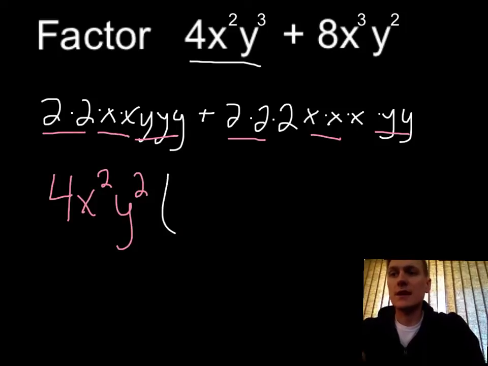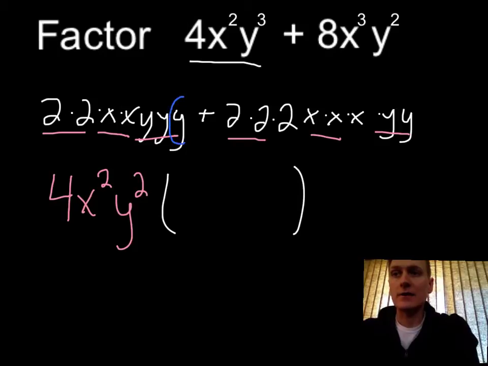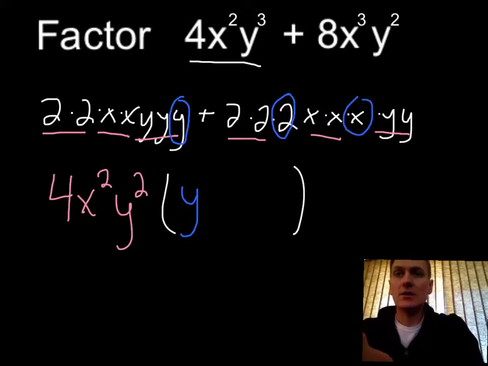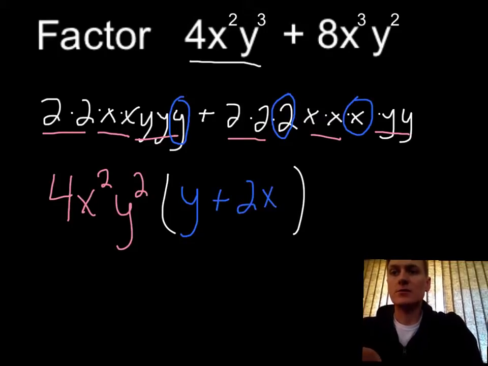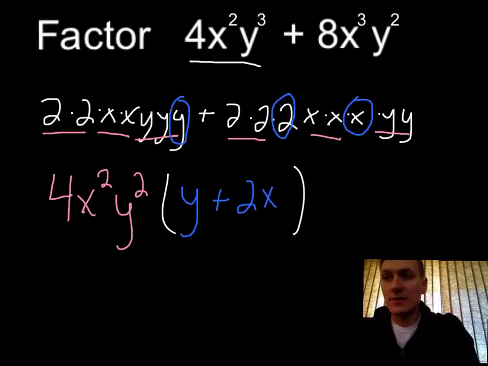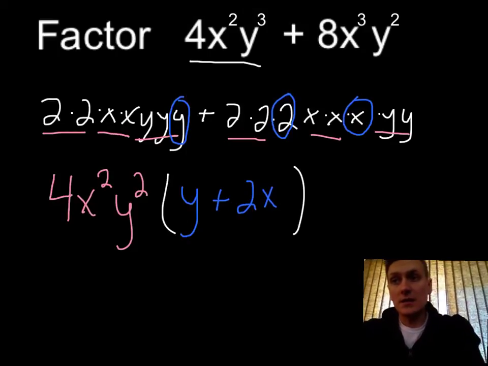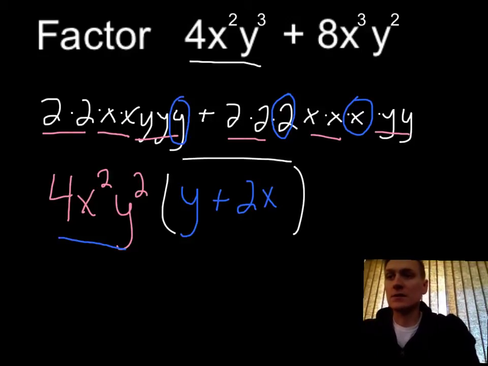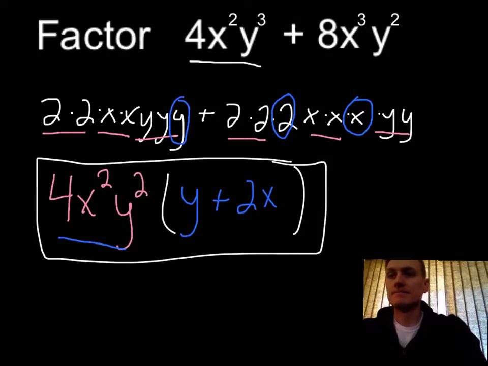What we're left with inside the parentheses are the leftovers. In the first term, you notice we have an extra factor of y. In the second term, we have an extra factor of a 2 and also an x. So inside the parentheses becomes y plus 2x. Our GCF here is considered to be the 4x squared y squared. So this is our final answer.